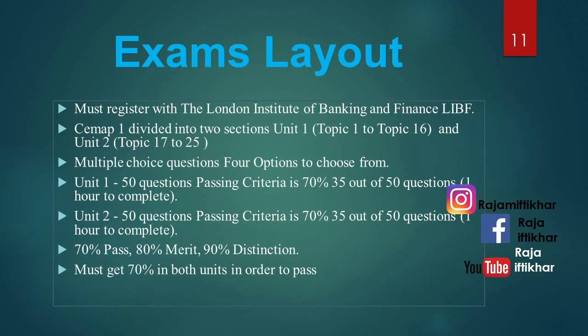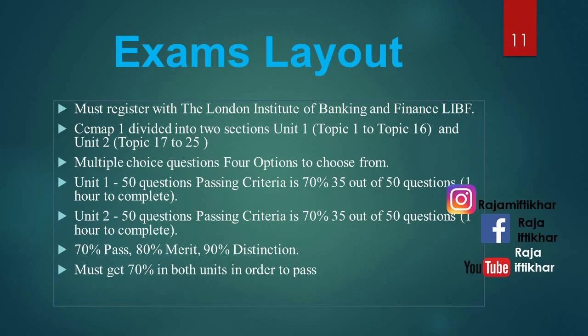Unit 1 is 50 questions. The passing criteria is 70%, which is 35. You must answer 35 correctly out of 50, and you'll have an hour to complete that. Unit 2 is the same: 50 questions, passing criteria 70%, 35 out of 50 needs to be correct. So in total, it's a 2-hour exam. But I finished in an hour and 20 or 30 minutes, something like that. So it's not that difficult, to be honest.